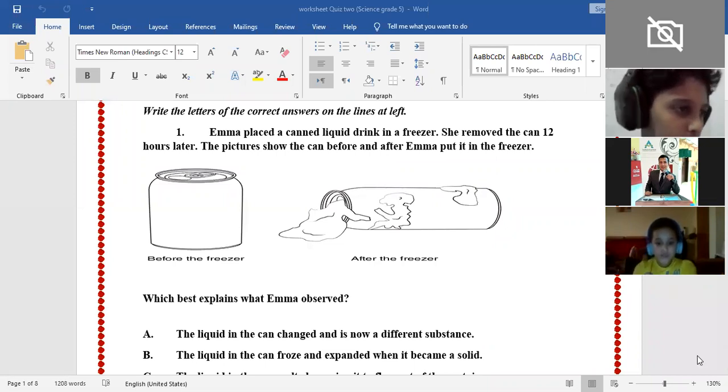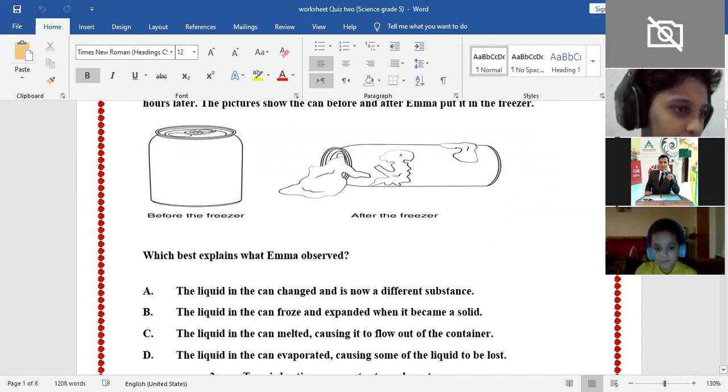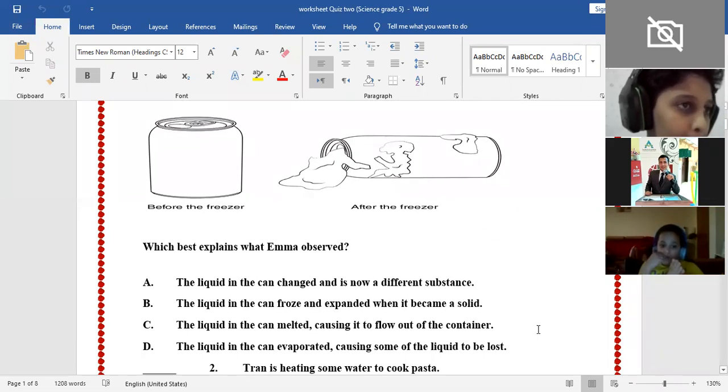Please pay attention and understand the question so you can answer correctly. Here we have a can, and before the freezer the can is liquid. After she put it inside the freezer, it will change to solid like this. What best explains what Emma observed? The liquid in the can froze and expanded when it became a solid. Which letter? B. Yes, you are excellent, Ahmad Hussam.